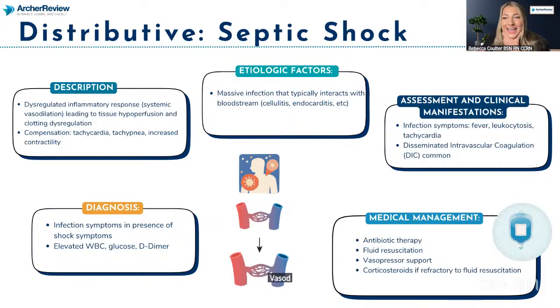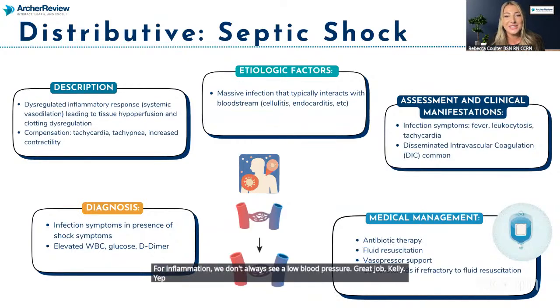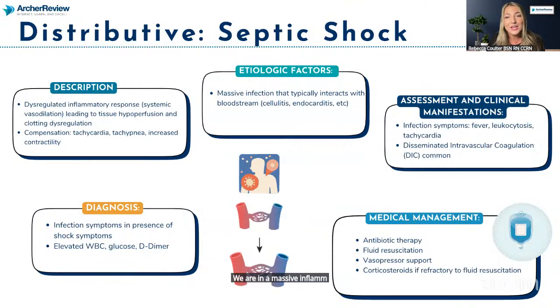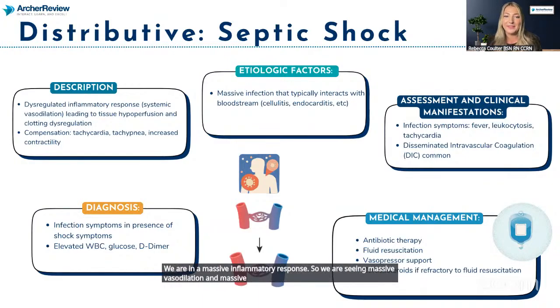Vasodilation and... good job. For inflammation, we don't always see a low blood pressure. Great job, Kelly. Yep, you got it. So vasodilation and increased capillary permeability. And when we're in septic shock, we are in a massive inflammatory response. So we are seeing massive vasodilation and massive increased capillary permeability.